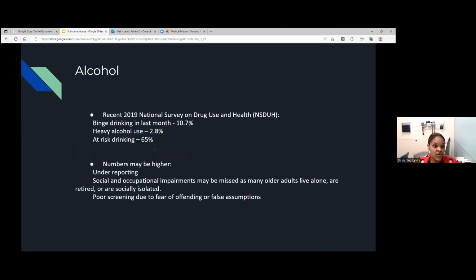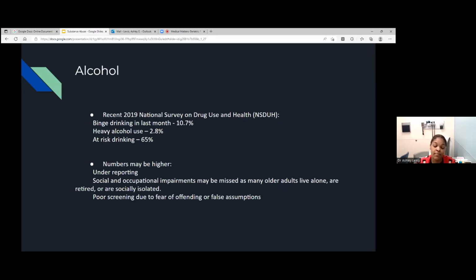In recent studies for alcohol in 2019, for the National Survey on Drug Use and Health, for binge drinking in the last month, they showed 10.7% in the population. For heavy alcohol use, they showed 2.8%. And at-risk drinking, they showed 65%.